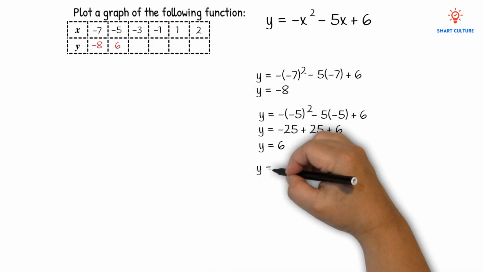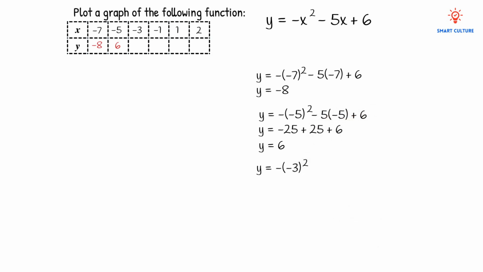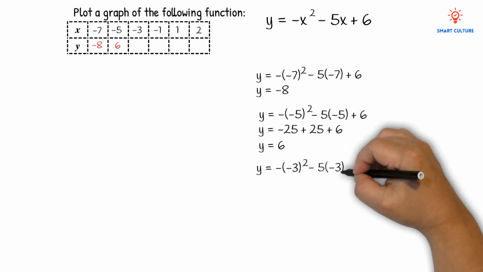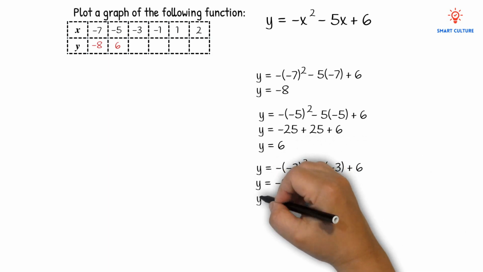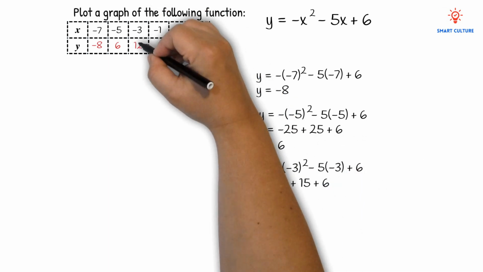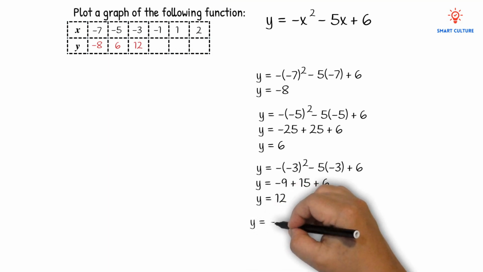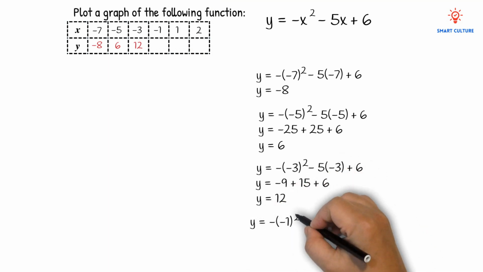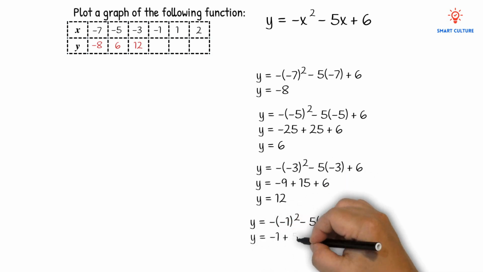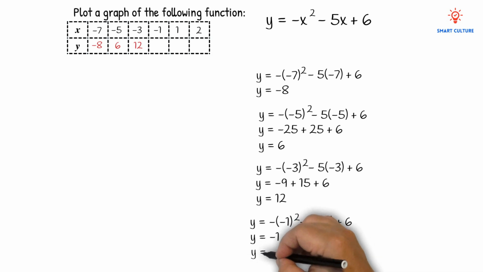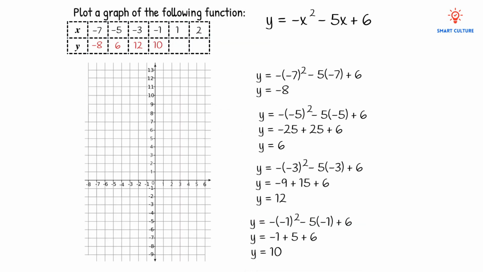The next x value is equal to negative 3. So let's substitute this value of negative 3 into the equation. Negative 9 plus 15 plus 6 is equal to 12. So if x is equal to negative 3, then y will be equal to 12. The next x value that we will be working with is negative 1. If we substitute this value of negative 1 into the equation, then y will be equal to 10.